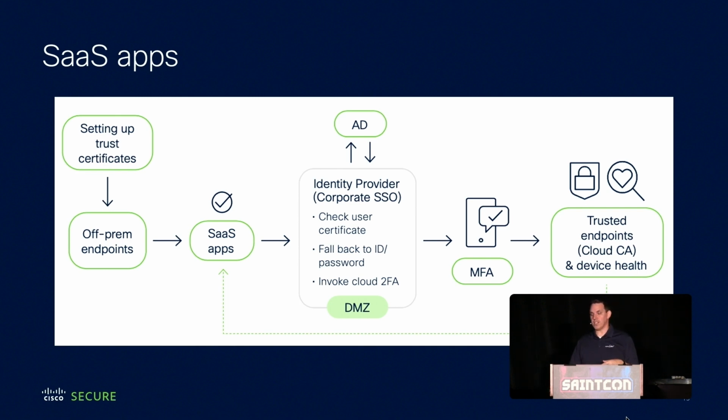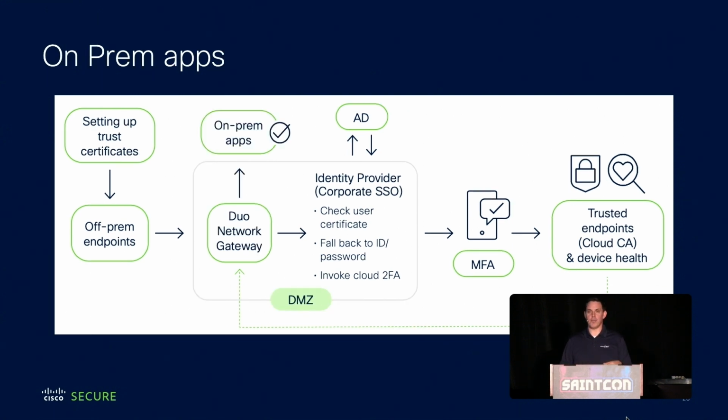So we said this is our guiding principles for SaaS apps. We'd make sure that, number one, we have the trust certificate so it can authenticate correctly, and then we'll go through and authenticate through the app, prompt the MFA because that should work, and then make sure that the app is trusted, the endpoint is trusted before giving access to the app. So pretty simple. Next thing, on-prem apps.